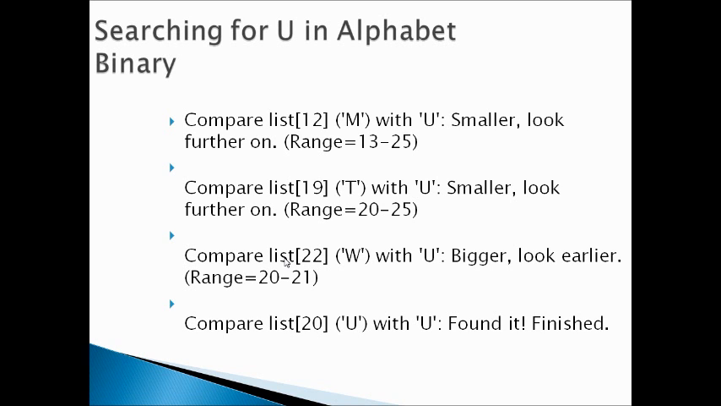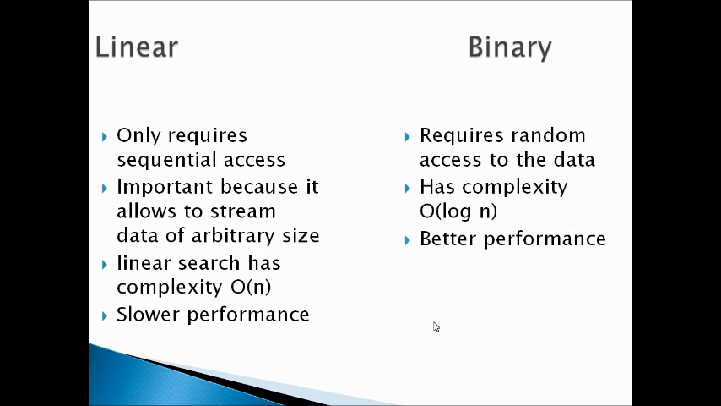Now, if you decide to look for U in the alphabet using binary search, we're going to be using comparisons. So we're going to compare index 12, which stores an M, to U. And since M is smaller than U, we'll look further on, and so forth. And we can see at the end that we're going to be comparing index 20 to U, which is the same, and then we exit our search. That is also why we say in binary search everything is comparison-based.